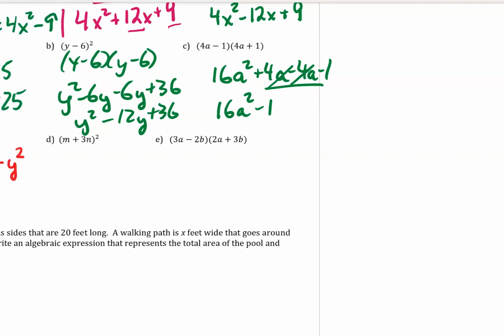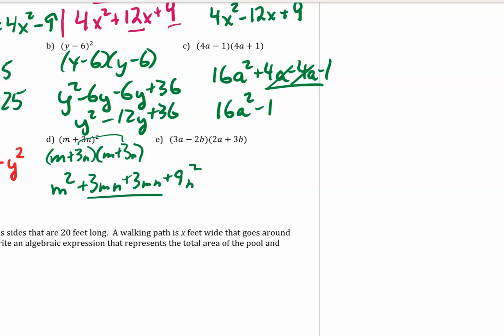Welcome back. We're going to go m plus 3n squared, so it times itself. So I have m times m is m squared, m times 3n plus 3mn, 3n times m another 3mn, and then 3n times 3n. 3 times 3 is 9. N times n is n squared. I'll combine like terms in the middle, so plus 3mn makes plus 6mn. So m squared plus 6mn plus 9n squared.